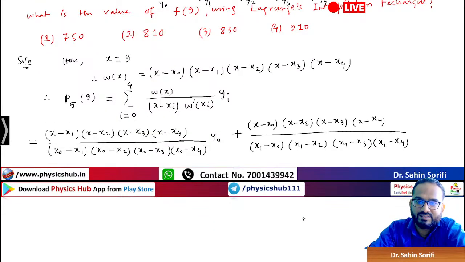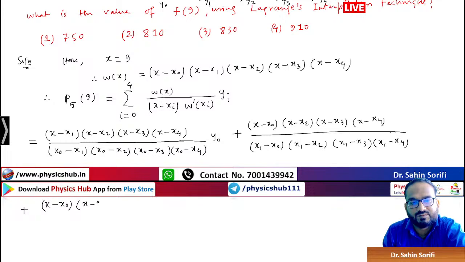Can you write the third term then? The third term will be, correct me if I write anything wrong, x minus x0. Now we are putting i equals 2, so x minus x2 will be missing. You need to practice this 2-3 times, otherwise you will mess it up. Okay, now this is easy, but not that easy that if you are not very careful, you will not make a mistake.